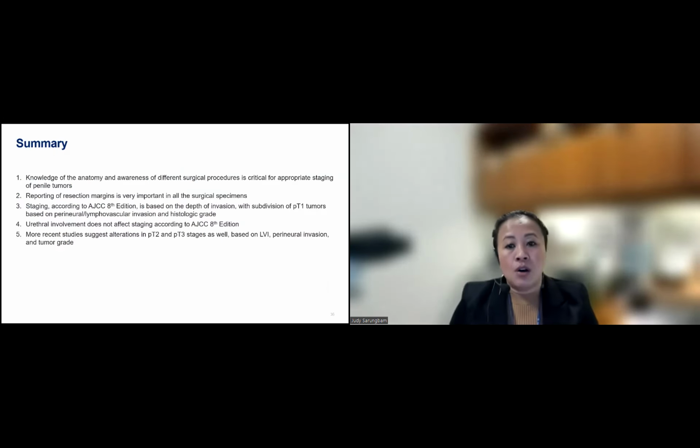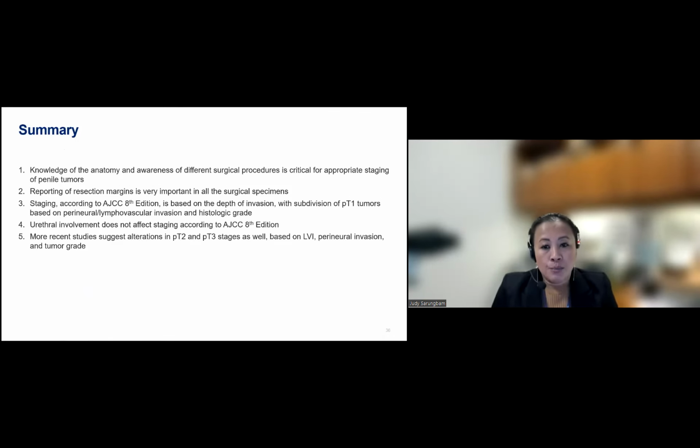So in summary, knowledge of the anatomy and awareness of different surgical procedures is critical for appropriate staging of penile tumors. Reporting of resection margins is very important in all surgical specimens. Staging according to the AJCC 8th edition is based on the depth of invasion, with subdivision of pT1 tumors based on perineural or lymphovascular invasion and histologic grade. Urethral involvement does not affect staging according to the AJCC 8th edition, and more recent studies suggest alterations in pT2 and pT3 stages as well, based on LVI, perineural invasion, and tumor grade.